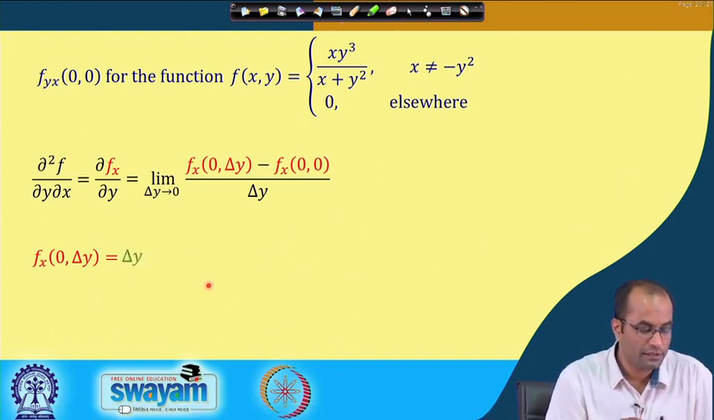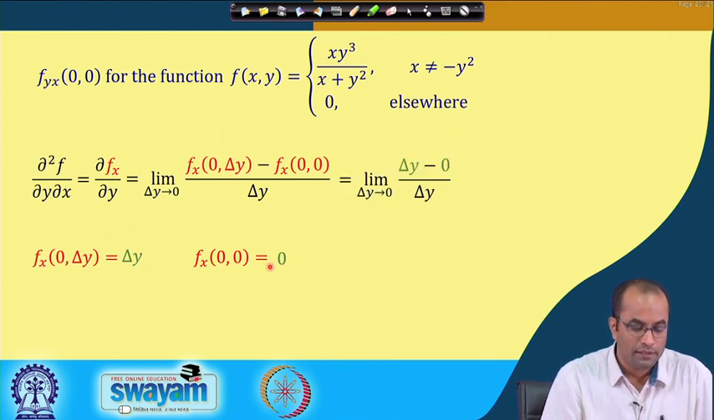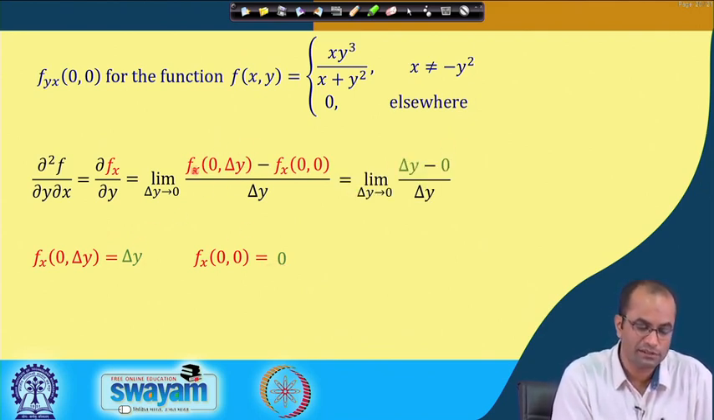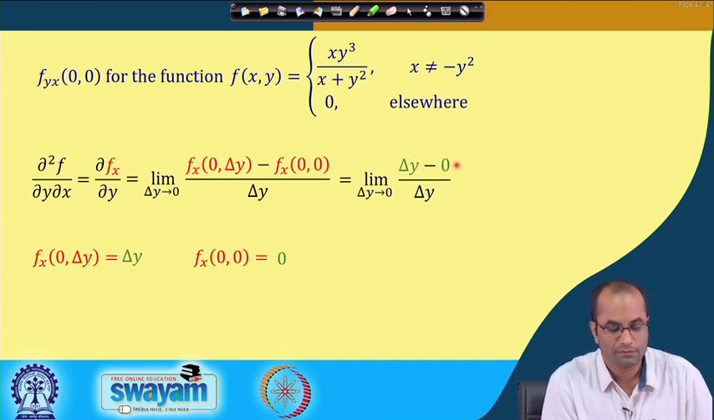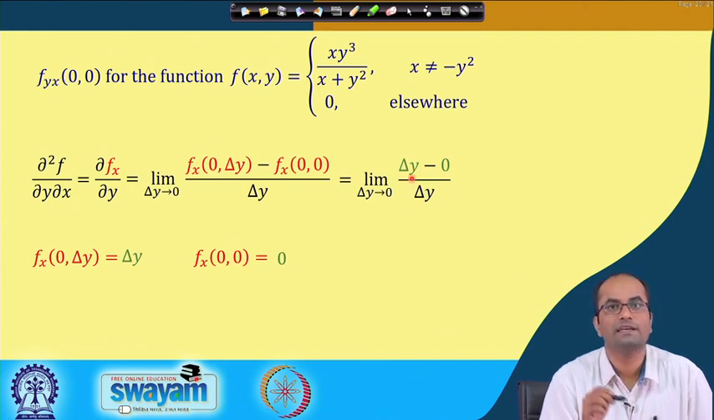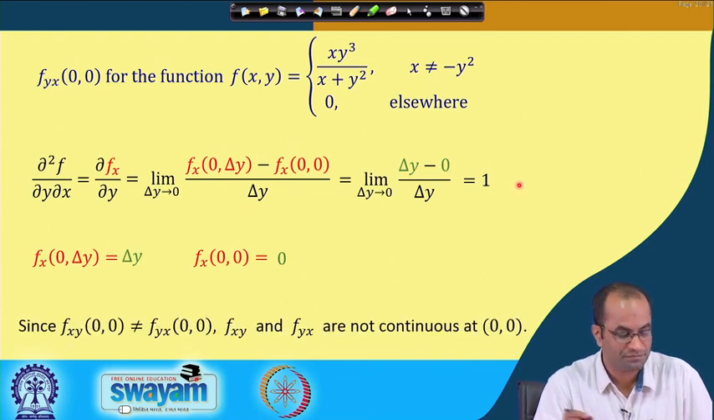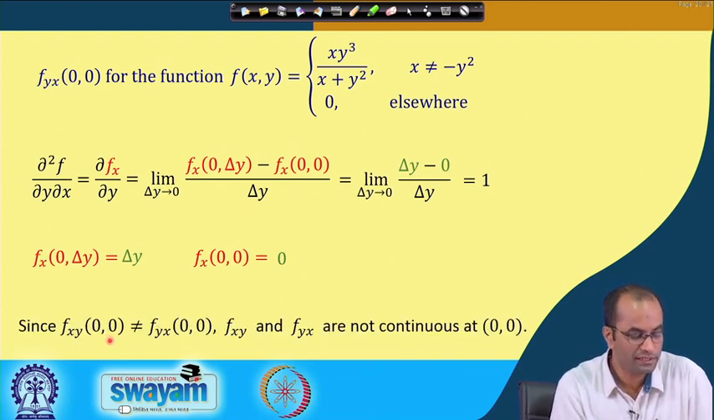So, in this case, now f_x at (0, 0). So, this will become 0 because of this product there. So, no need to compute again, and now we have delta y for this f_x(0, delta y) minus the 0 term f_x(0, 0), divided by delta y. So, in this case, now delta y divided by delta y will become 1. So, this f_xy(0, 0).